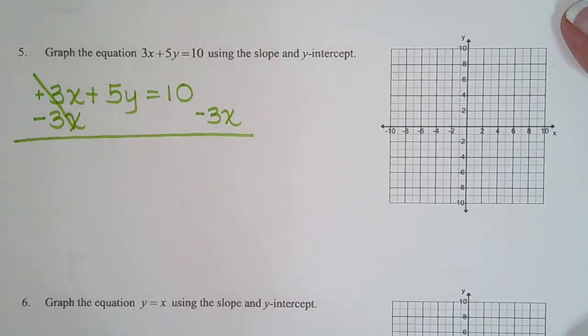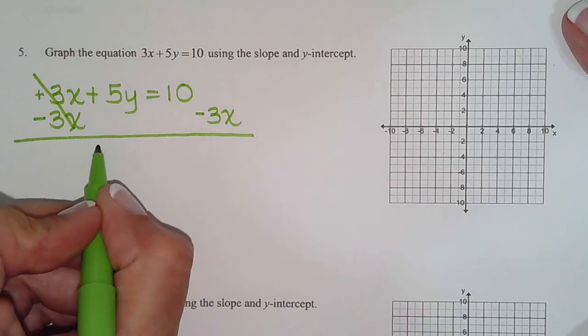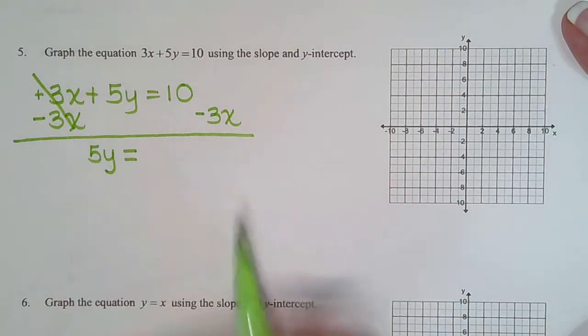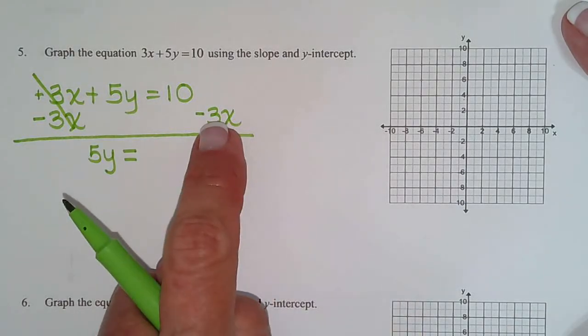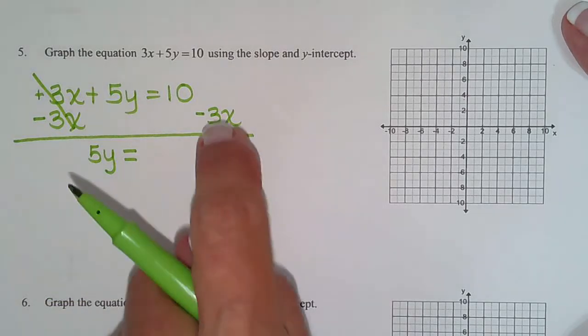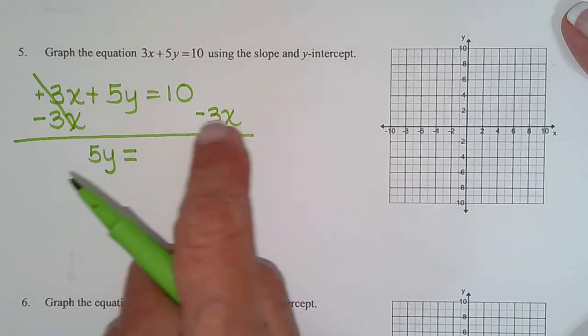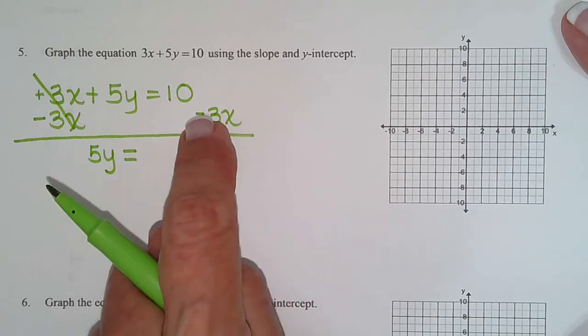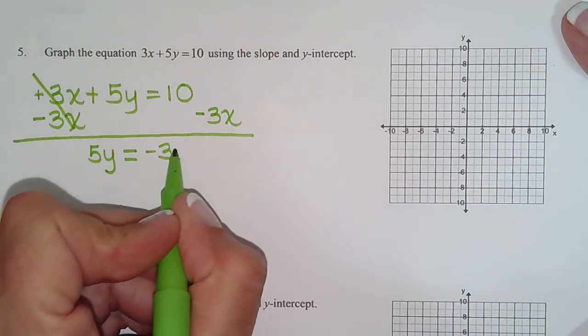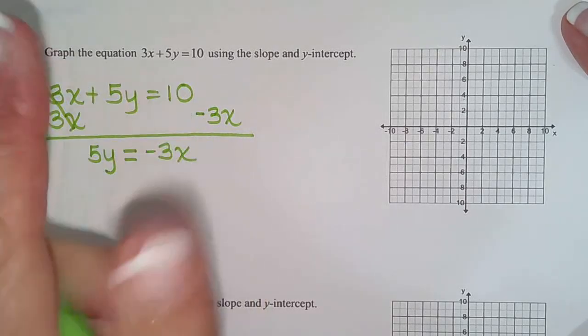Then the other hint I gave you on the last page was when you're solving for y, you want to make sure that you make it y equals mx plus b. So you want to move this up front. And what's important is that you take the signs with it. So this would be negative 3x and positive 10.